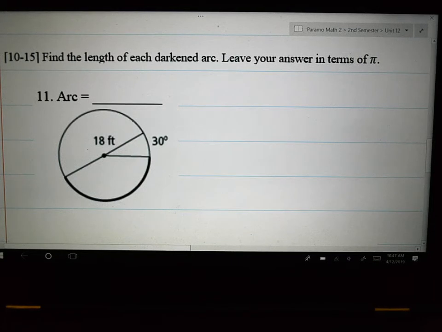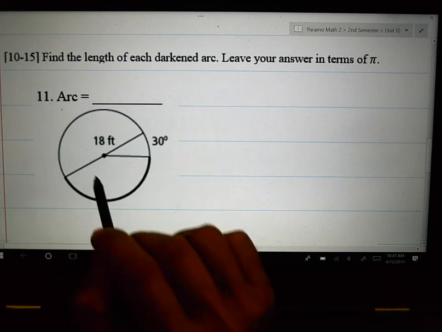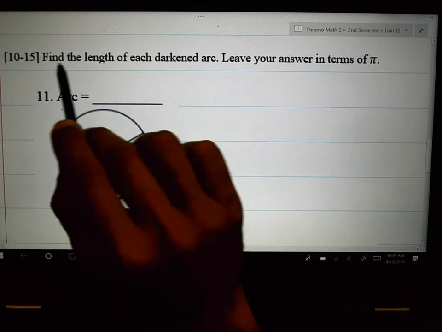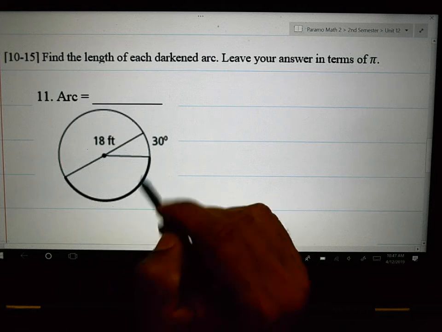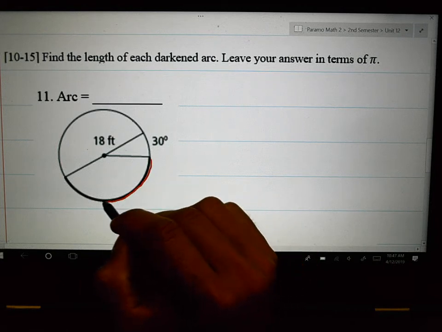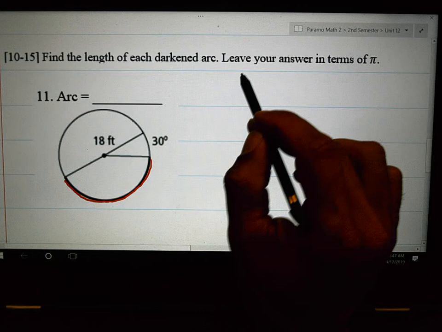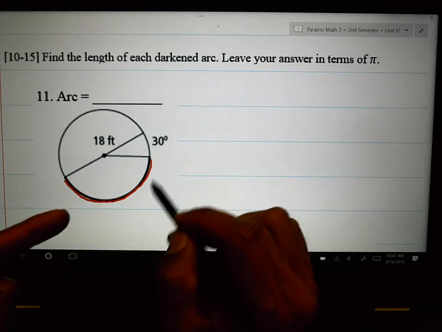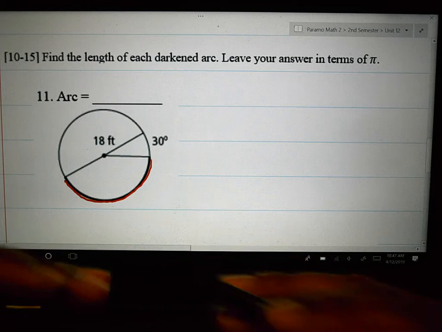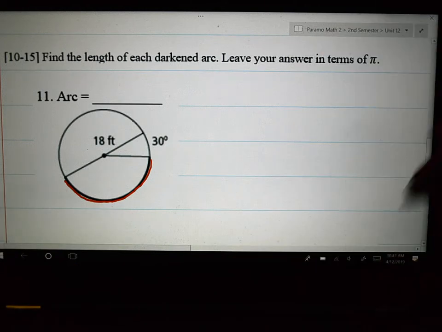The new stuff is like numbers 10 through 15. Number 11 says, what's the arc? Find the length of each darkened arc. We're looking for this distance, the crust of this pizza. Leave your answer in terms of pi. So if I want to know how long this is, it's a percentage of the circumference of the whole circle.